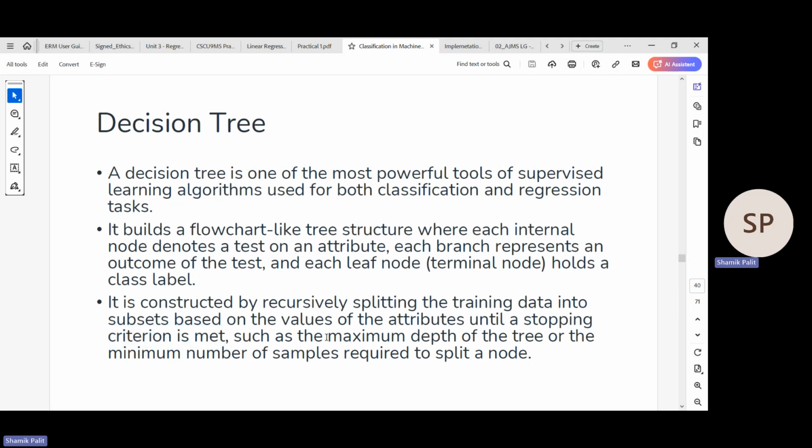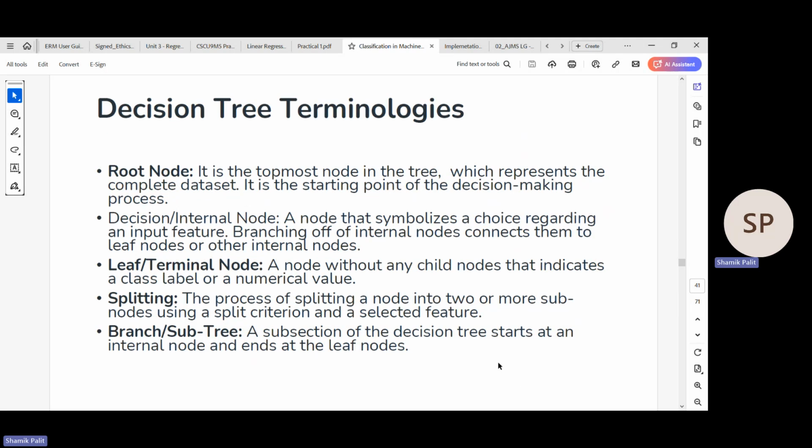It can be the maximum depth of the tree, which can be taken into consideration while we are making a decision tree. So let's have a quick look at certain terminologies which we will use for the decision tree, almost the same as the tree data structure you have learned so far, like the concept of root node, the topmost node, which represents the complete data set.